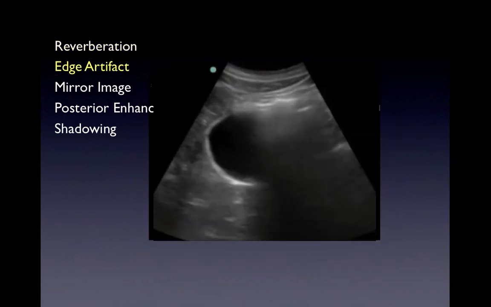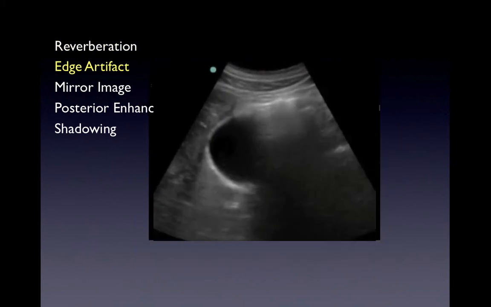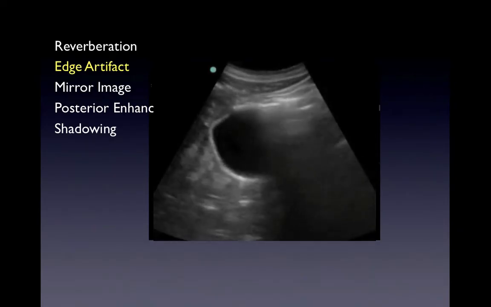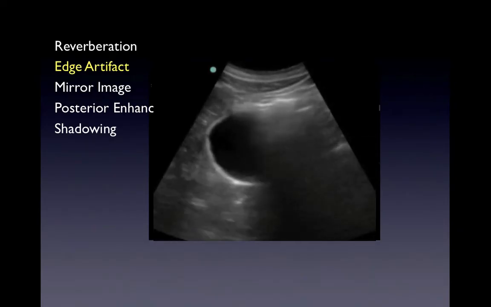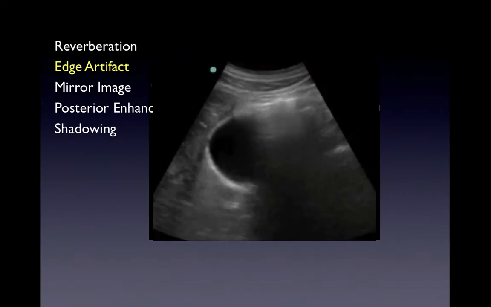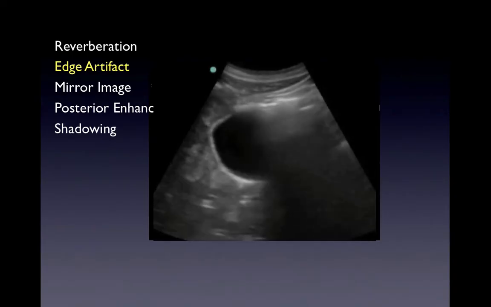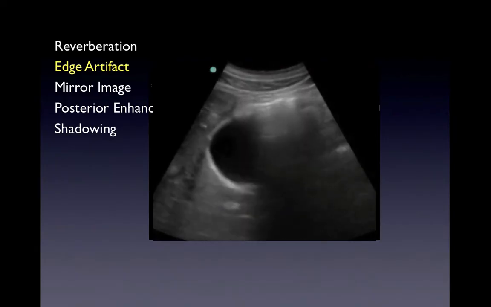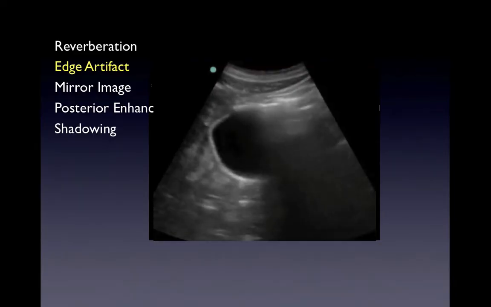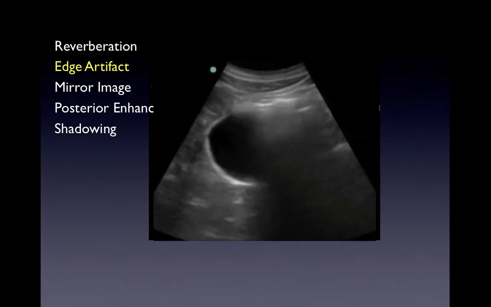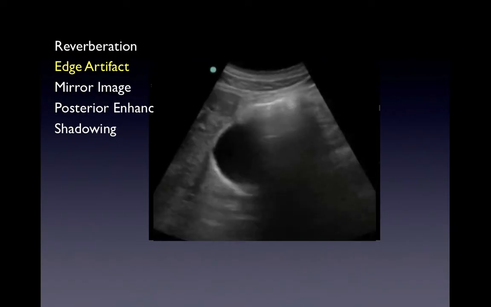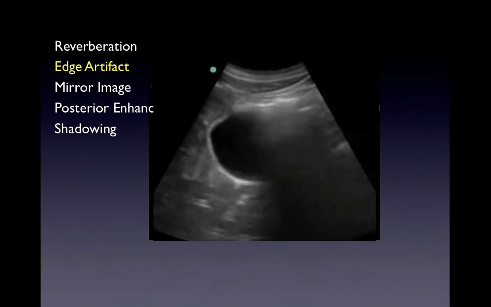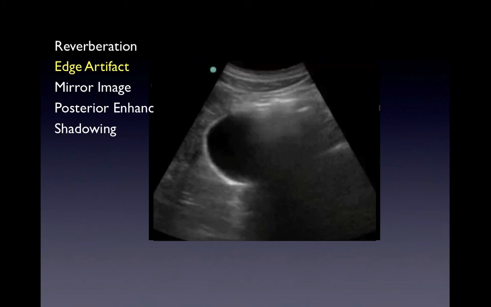Before I move on to edge artifact, let me make a comment regarding reverberation. Some of you may have asked yourself, well, what about comet tail? What about ring down? And you're absolutely right. Those are different kinds of reverberation artifact. I just showed you an example of B lines, which are lung rockets. So in the case of, say, placing a central line with the needle in the vessel, you will see distal reflections of the needle, and that's called ring down. That is absolutely a type of reverberation. But now we're going to talk about edge artifact.